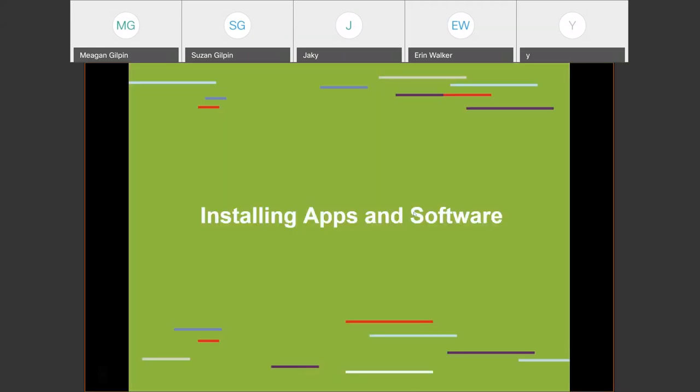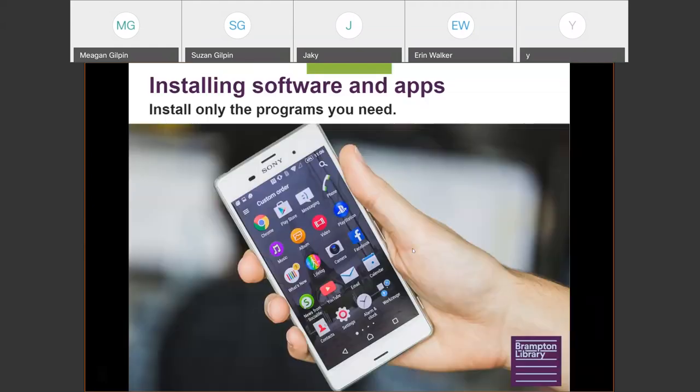So installing apps or software, I know we've had a question about this, so hopefully this will give you some more insight. Applications, or apps as we often refer to them, are really what make computers or tablets or smartphones great. But of course, they can cause problems.